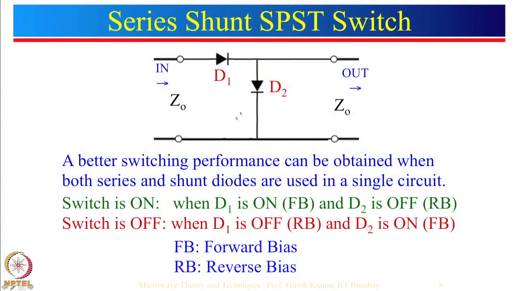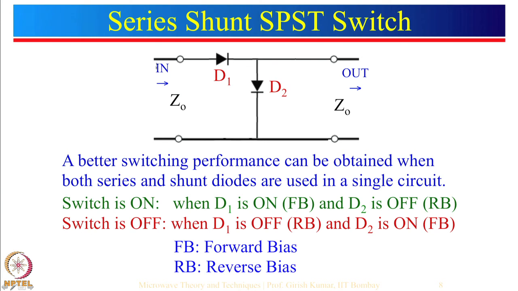Now, let us look at the combination of series and shunt switches here. We have two diodes, D1 and D2. Let us see when the switch will be on. The switch will be on when D1 is forward biased, or on, and when D2 is reverse biased, or you can say it is off. So when we forward bias D1 and reverse bias D2, then input will go to the output side.